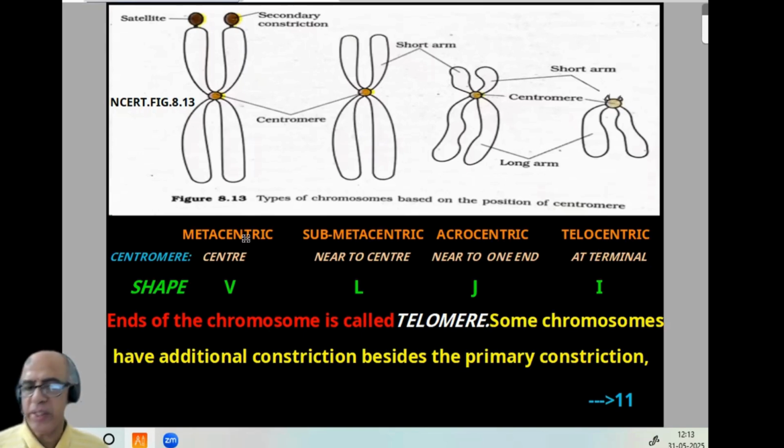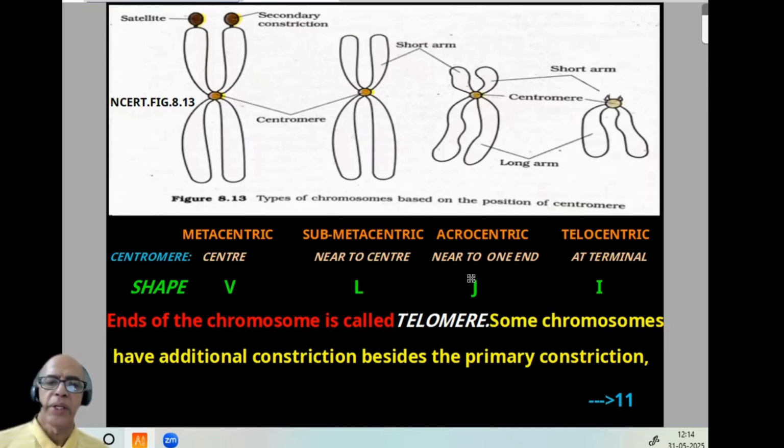So this is metacentric. That is, the centromere will be at the center. The shape will be V, in the sense that both sides have equal arms. Both arms are of equal length, V. Next is submetacentric, with the centromere near the center. One arm will be comparatively longer, so it looks like a capital L shape.